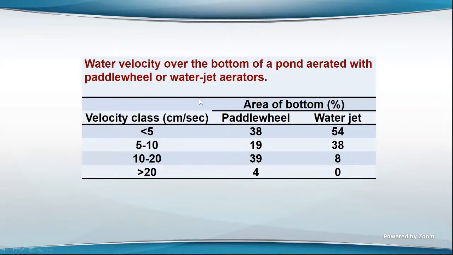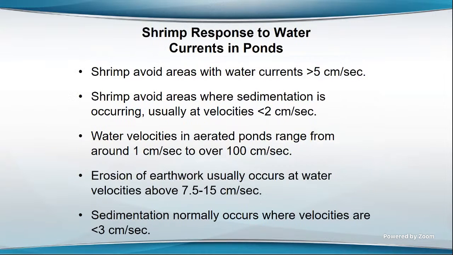There's the water velocity over the bottom of the pond with paddle wheel or water wheel aerators. See the area at the bottom is less than 5 centimeters per second, which the shrimp avoid because of sedimentation. That is 38% of the pond with the paddle wheel, and 54% with the water jet. Where the water velocity is too high, it's especially greater with the paddle wheel here, 4% of the area, but 39% was greater than 10. This is probably something we should pay better attention to in the future.